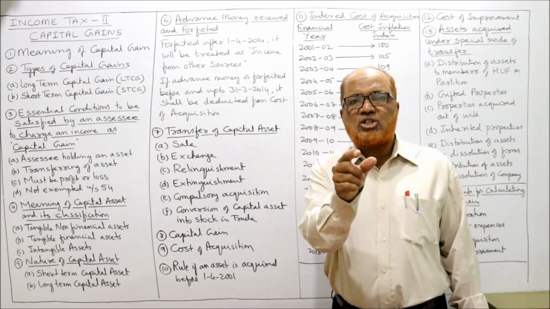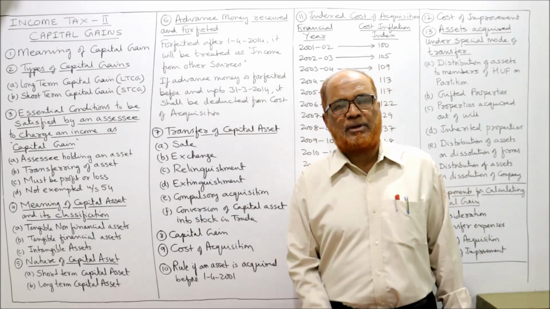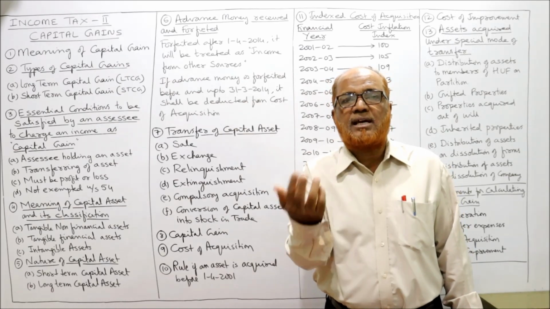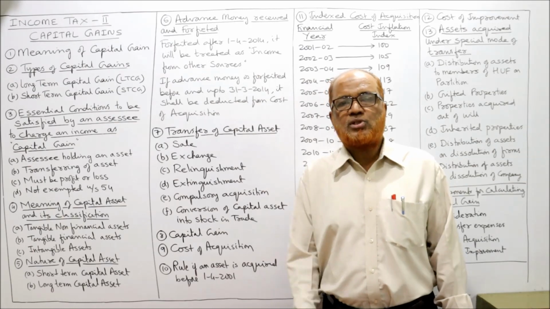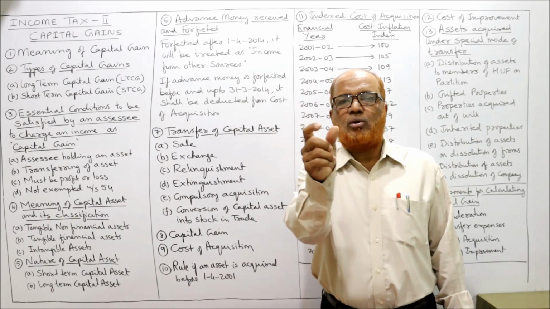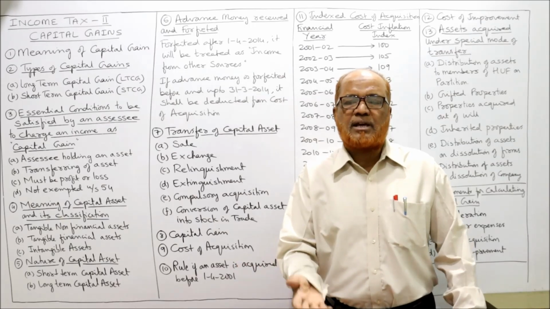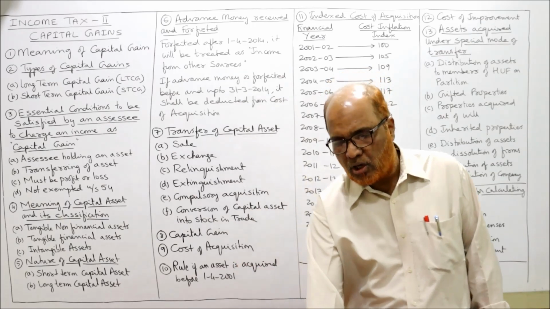So if consideration received is more, there is a capital gain. If cost of acquisition is more, there is a capital loss. So simply we can say capital gain is equal to consideration received minus cost of acquisition. Positive figure, capital gain; negative figure, capital loss.